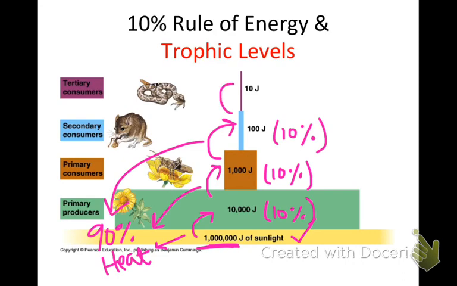And then whenever that snake eats that mouse, it's only going to be able to keep for itself to use 10% of that 100, which is going to be 10 joules. The rest, of course, again, we're going to keep doing this until we remember 90% of it comes off as heat. So let's make sure we got that highlighted again. So 10% rule applies from trophic level to trophic level. The 10% rule, like I just stated, states that only 10% of the energy from one trophic level will be available to give some energy to the next trophic level in the food chain. And again, 90% is lost as actually keeping that animal alive. It's going to be given off as heat, metabolism.